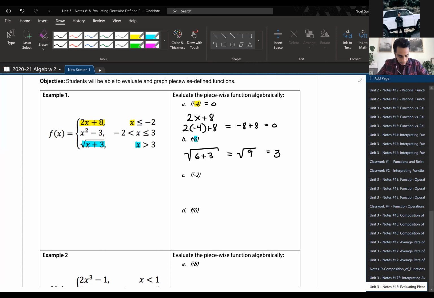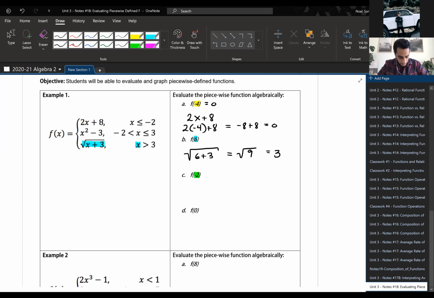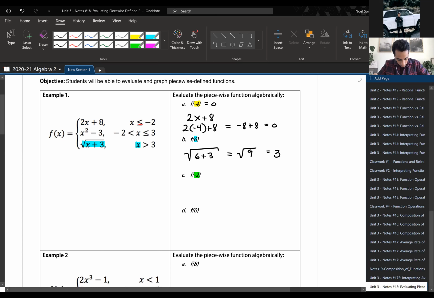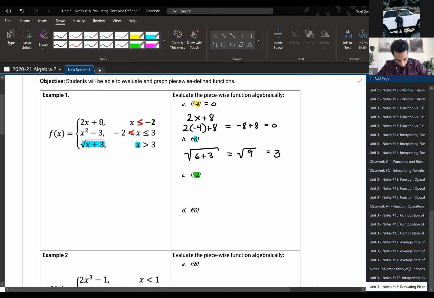Okay, let's continue then. Now we have f of -2. If you notice, -2 is kind of split up across two different domains, right? But if you look at the domains carefully, one of them says x is less than or equal to -2, and the other one is simply greater than -2. So where does it equal -2? Which domain does it belong to? That would again go back to the first one. It would belong to this domain here.